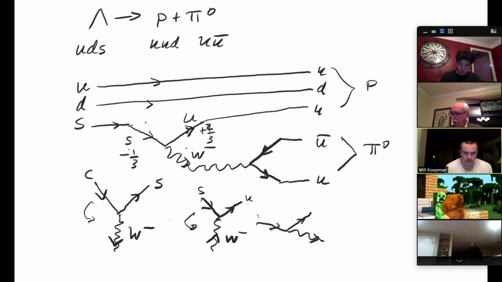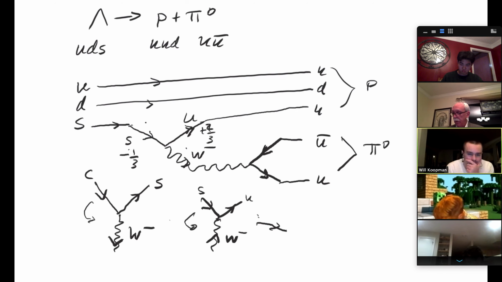So does that work with any quark that conserves charge? You can basically just switch them out. Yeah, as long as the charge works. You have to be careful.